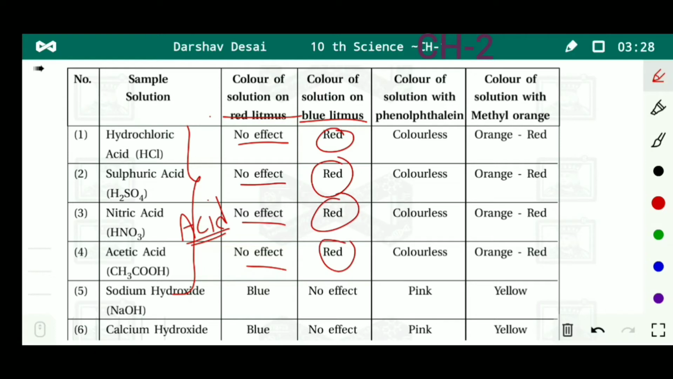Clear? Now as we discussed, in presence of acid, phenolphthalein does not give any change, so it is colorless as it is. But in presence of acid, methyl orange gives red color. Orange red, or only red color. So orange red color. Okay. So this is the discussion about the acids.